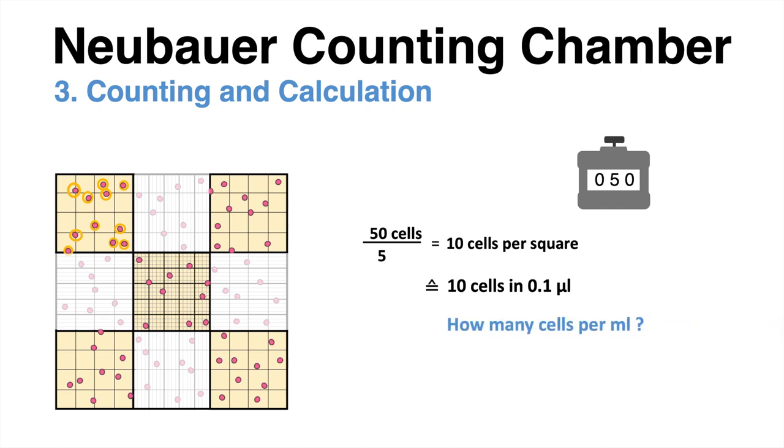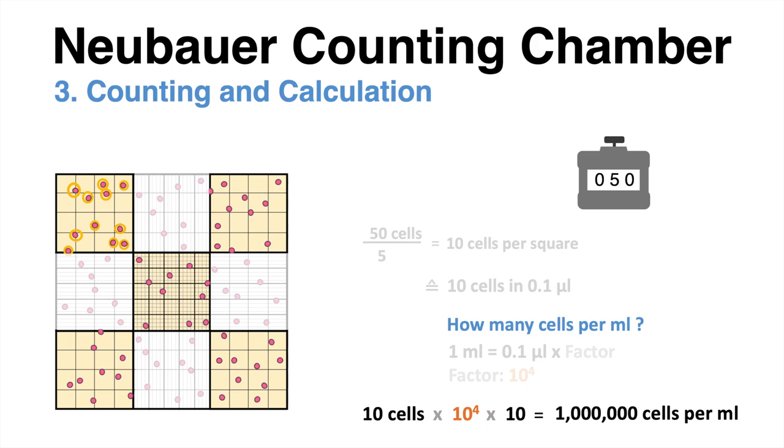But how many cells do we have per milliliter? Since 1 ml is 10,000 times as much as 0.1 microliter, we have to take the multiplier of 10 to the power of 4. 10 cells times 10 to the power of 4 times the dilution factor, which was 10 in our case, makes a total number of 1 million cells per milliliter.